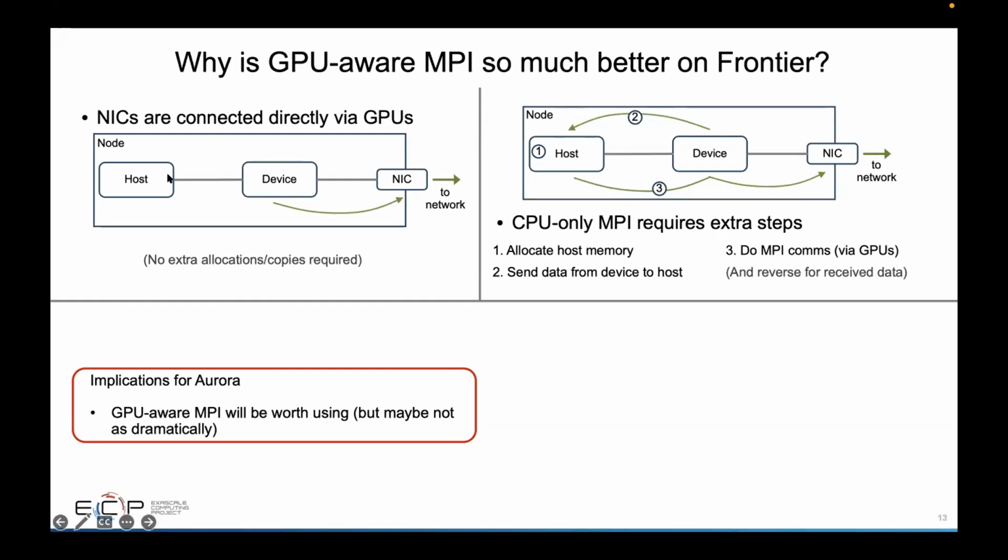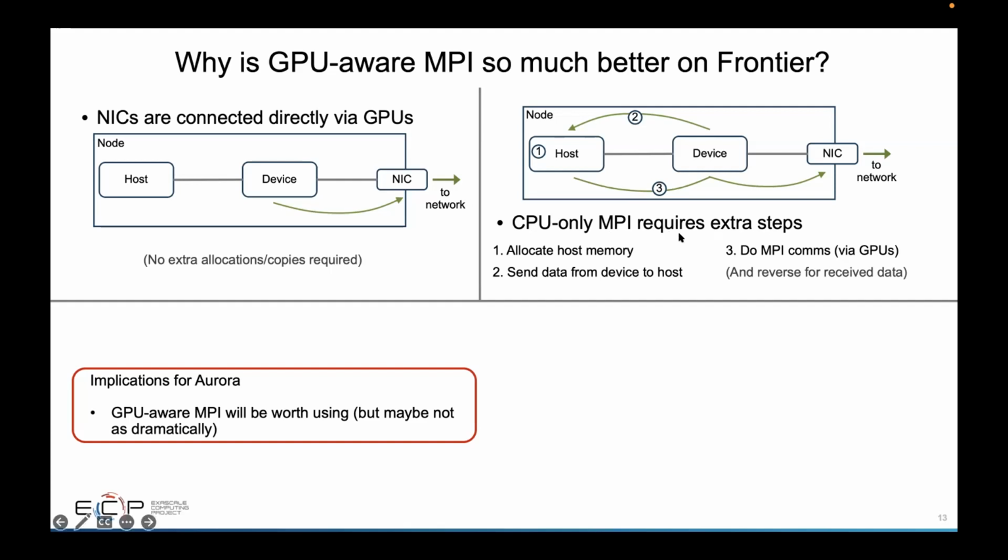And the reason for that is that on Frontier, the NICs are connected directly via the GPU. So if you have your data on the device memory and you're doing your calculations there, and then you want to share the result with other nodes, then you just send that directly through the NIC, the network.